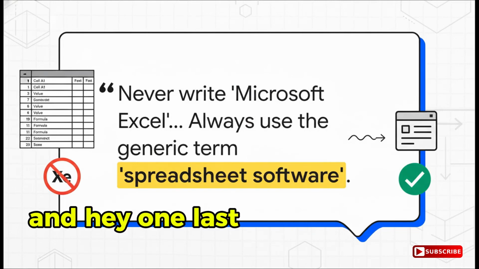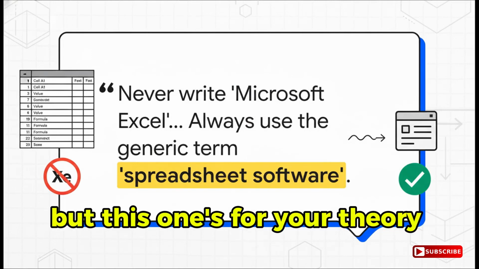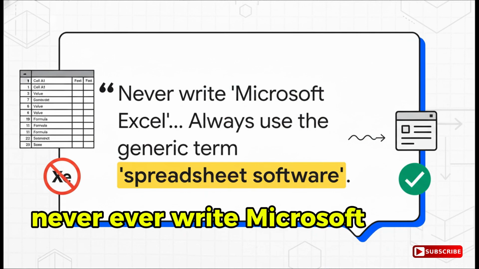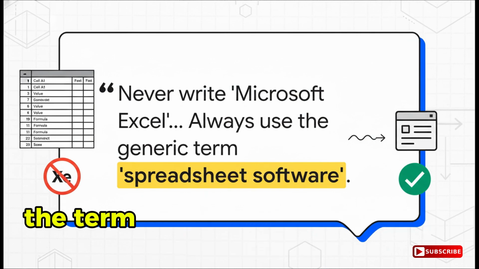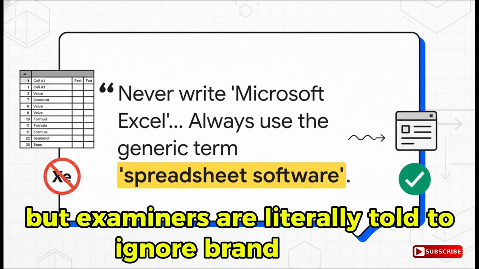And hey, one last little pro tip for you, but this one's for your theory paper. Never, ever write Microsoft Excel in your answers. The term that gets you the marks is the generic one, spreadsheet software. It's a weird rule, but examiners are literally told to ignore brand names.